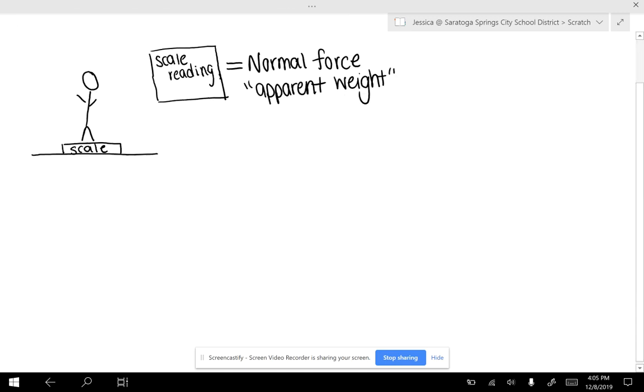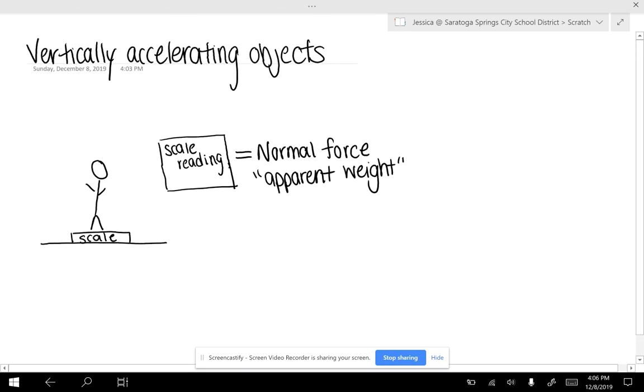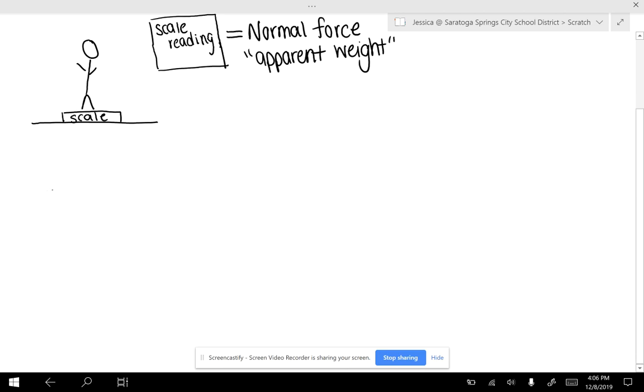Okay, so let's say in our first example, we are accelerating upwards. We'll not put any numbers on it. Got to keep it similar to the test. So we're accelerating upwards. So this means that we have a positive acceleration.